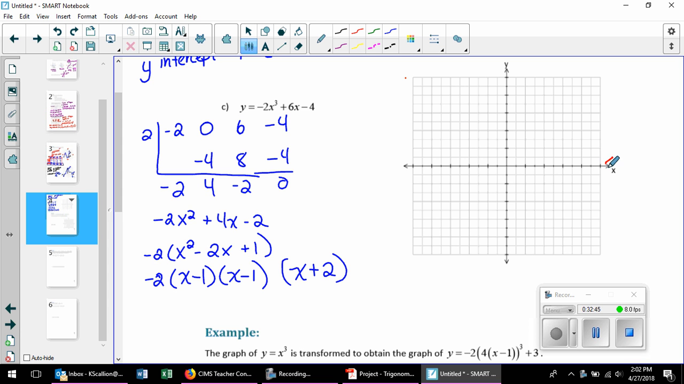Getting better. So what do we know is happening here? What's going to happen here at positive 1? There's going to be a bounce.